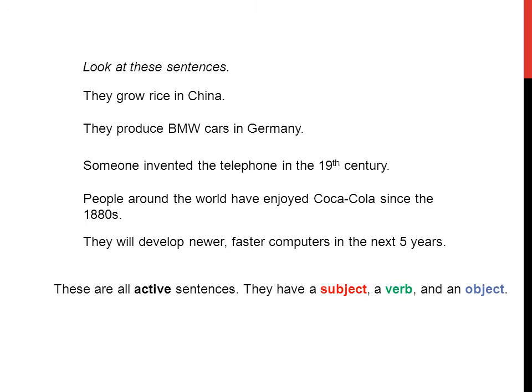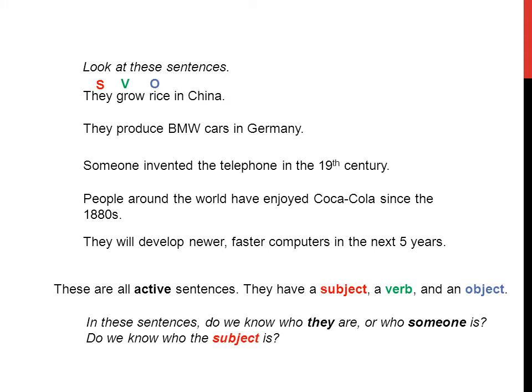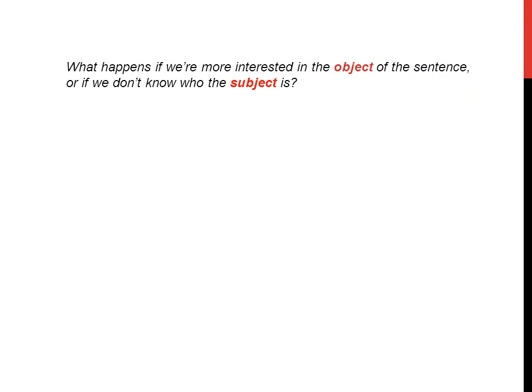They have a subject, a verb, and an object. So there's a subject, there's the verb, there's the object. They grow rice, or they produce BMW cars, and so on. So in these sentences, do we know who they are, or who someone is? In other words, do we know who the subject is? Well, let's look at one of the sentences there. What happens if we're more interested in the object of the sentence, or if we don't know who the subject is?